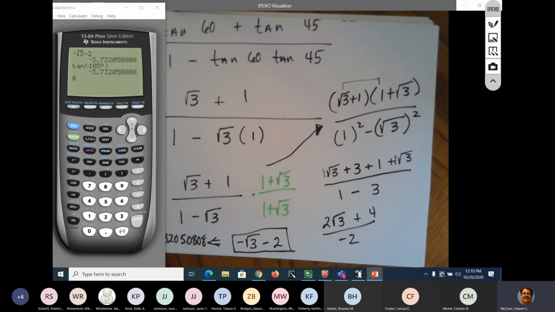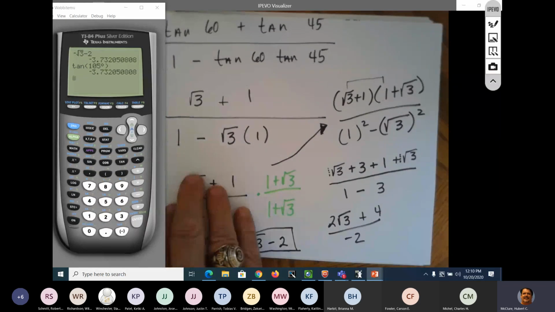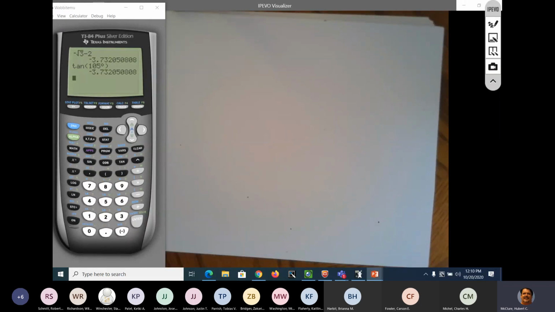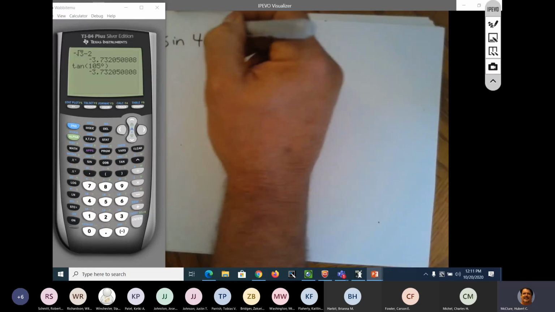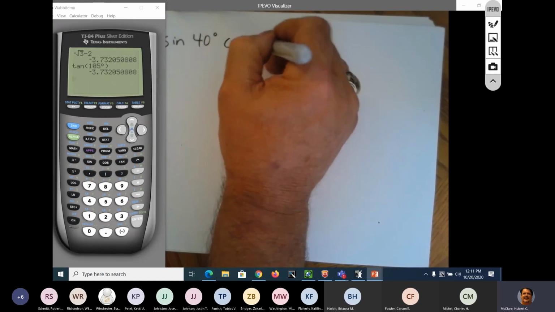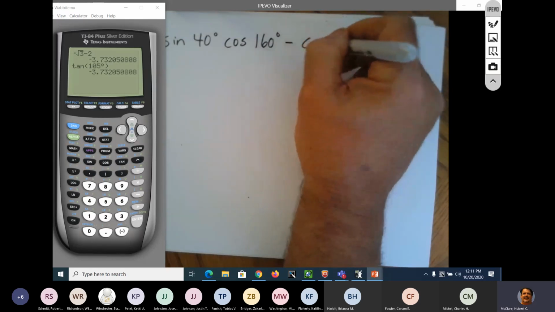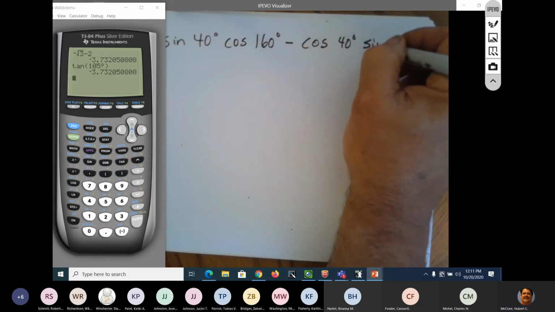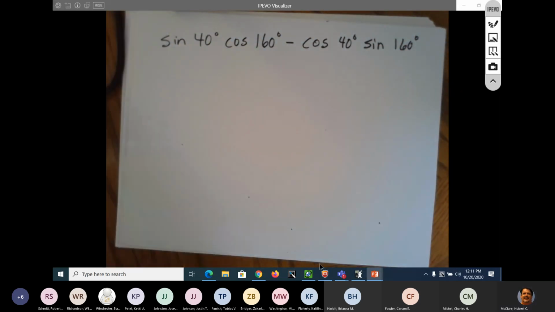All right, I'm going to give you another one. What if you see one that looks like this? Sine of 40, cosine of 160, minus cosine of 40, sine of 160. This is what they like to put on those standardized tests. And they just put it on there and they say solve or whatever. It just says solve.